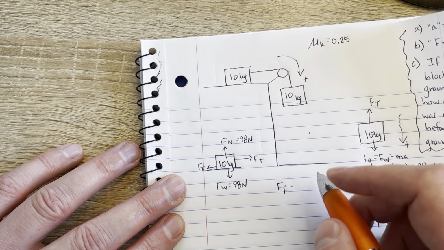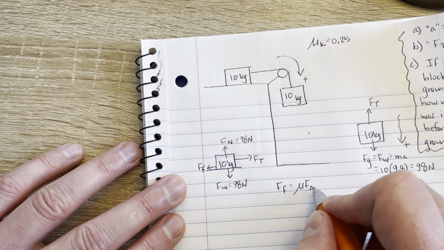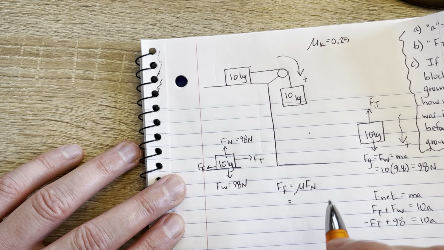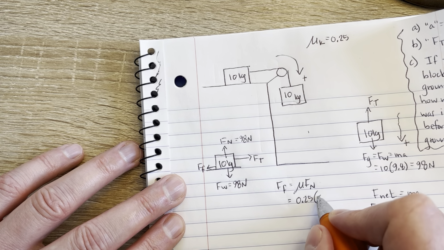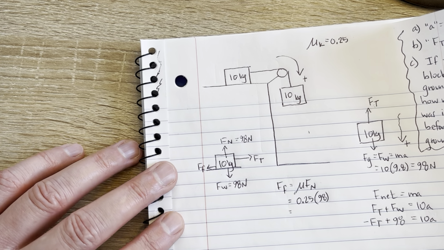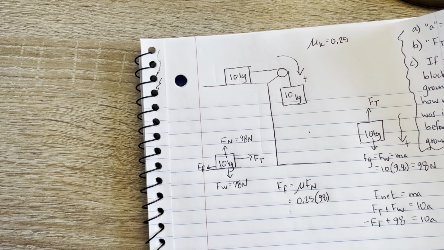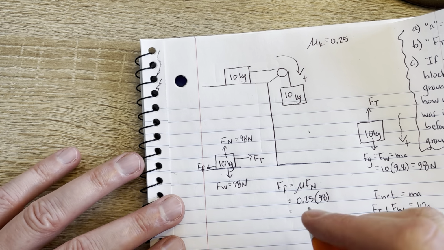Force of friction equals mu times the normal force. So in this case, 0.25 times the normal force of 98 newtons. So we get 24.5 newtons.